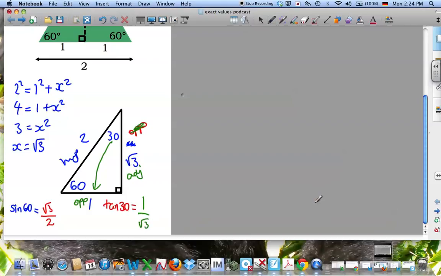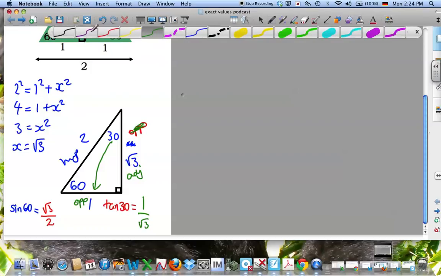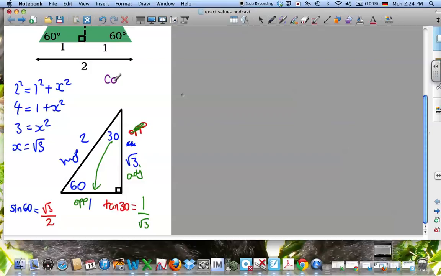We could do another one if I do cosine. Let's change colour, so let's pick purple. So cos of, let's do cos of 60 as well. Let's see what happens there. And so again, we go from the angle. Cos is CAH from the SOHCAHTOA, so adjacent over hypotenuse. And so my adjacent side is 1 and the hypotenuse is 2. So cos 60 is 1/2.